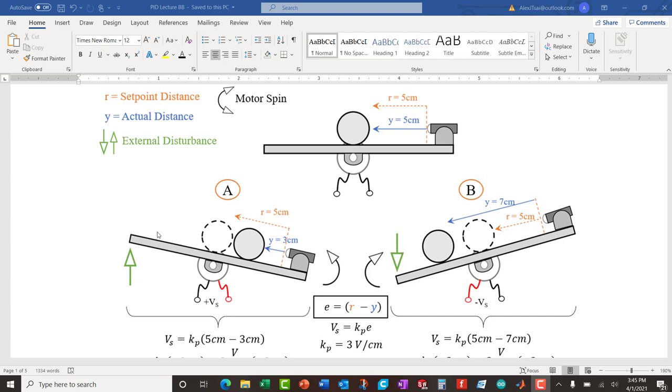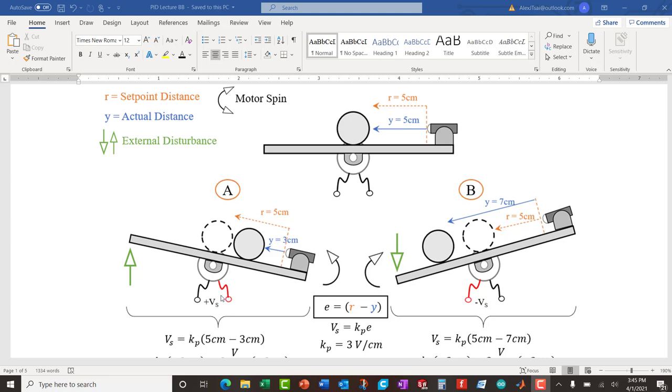So obviously if we push this up, the ball displaces to the right, and the sensor is perhaps reading 3 centimeters now. Whereas in case B, it's now 7 centimeters. It's moving away from the center. Now the key to proportional control is to define the error signal. The error signal will always be defined as the difference between where you want the ball to be, that reference, and where the ball actually is. That's the feedback signal.